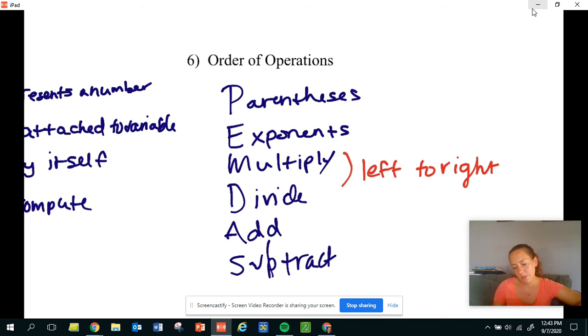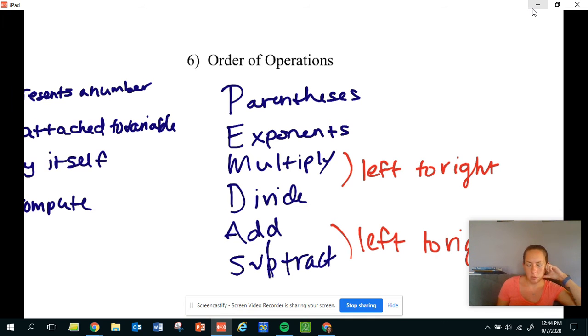Subtract. Okay. Those two are also just left to right. You don't have to add before you subtract. They kind of go together in the same step. So left to right. So hopefully y'all remember that.